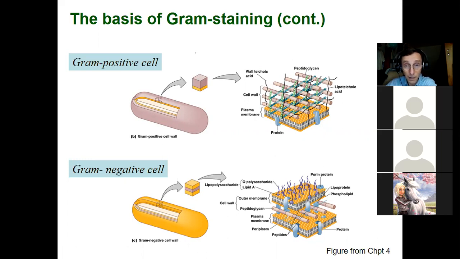Peptidoglycan is the main molecule in the cell wall. And the peptidoglycan layer is very thick. Now, this artist's rendition is actually only showing you 3 layers of peptidoglycan. In reality, it's much more than that. It's probably several hundred layers of peptidoglycan. Okay? Any question about that?